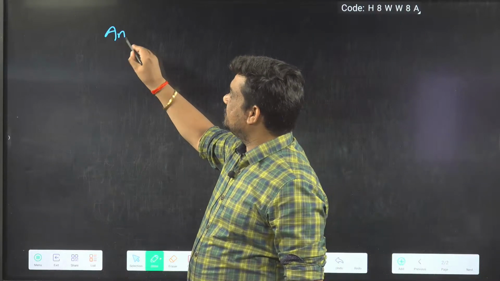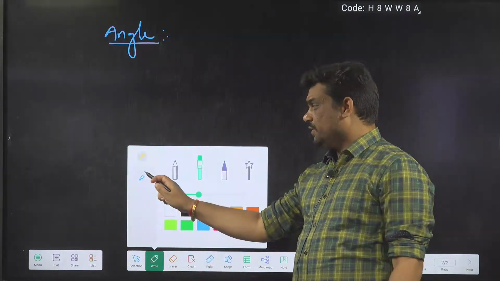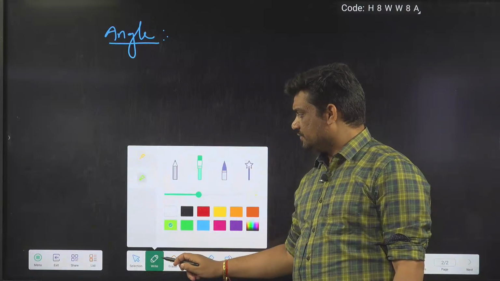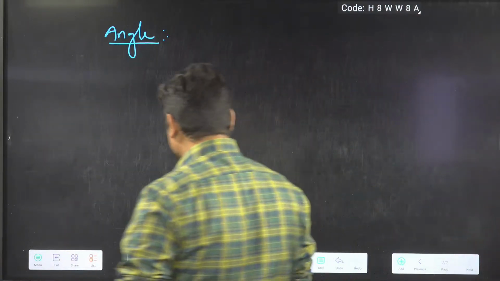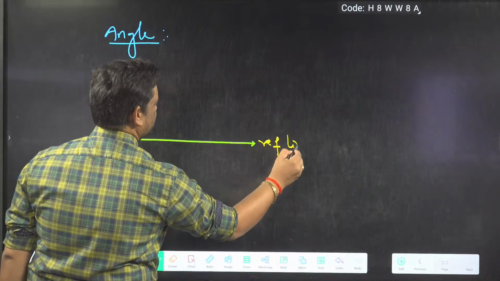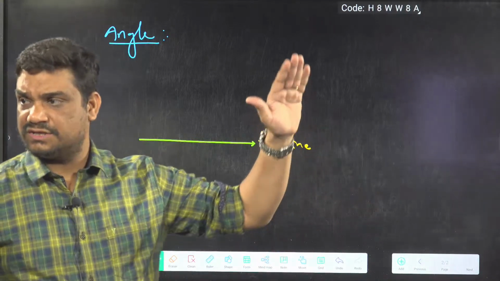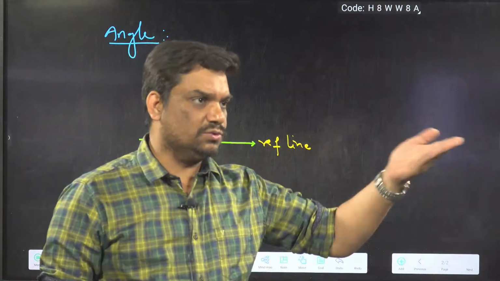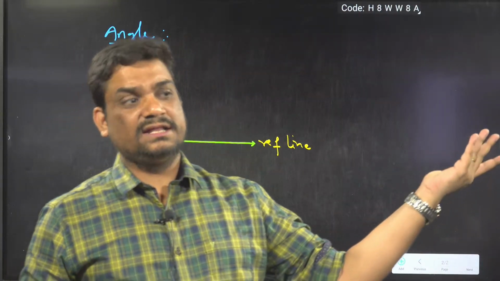Now, what is the basic definition of angle? Of course, no one is going to ask you this definition, I'm just asking. Suppose this is the reference line, and if I rotate this reference line, I can rotate clockwise as well as anti-clockwise. Both ways I can do. Two rays meeting at a point form an angle. Yes, that is correct.